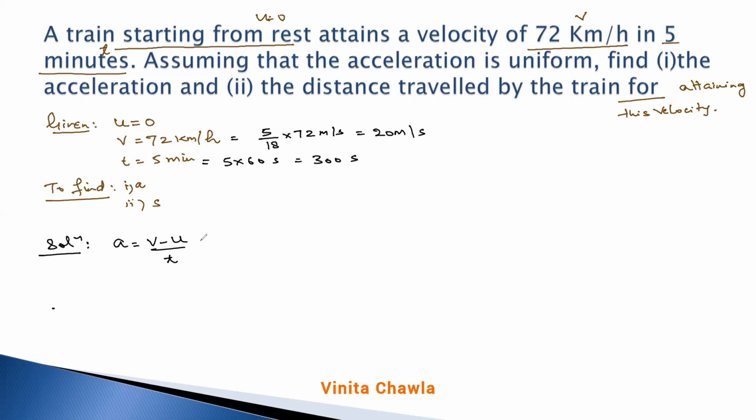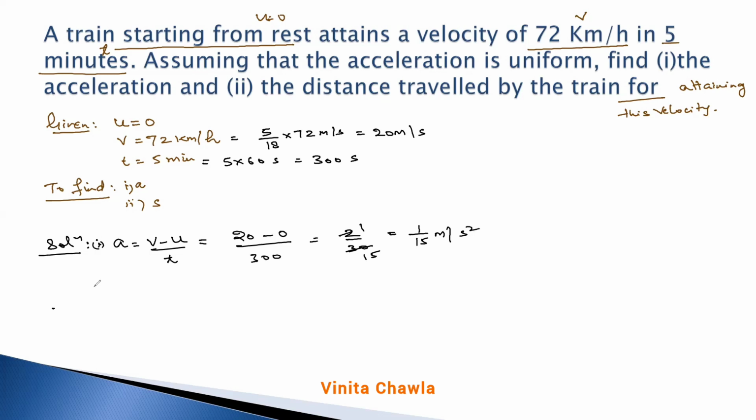Now put the values here. So V is the final velocity. It is 20 minus 0 upon T is 300. 2 by 30. 1 by 15. Answer is 1 by 15 meter per second square. This is acceleration, number 1.